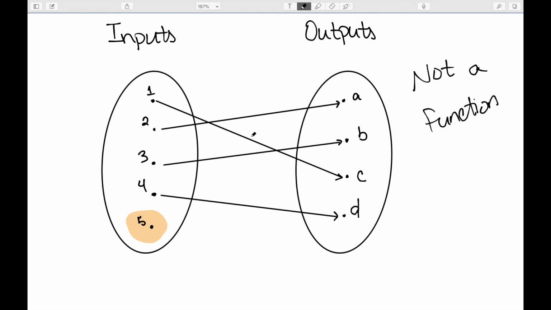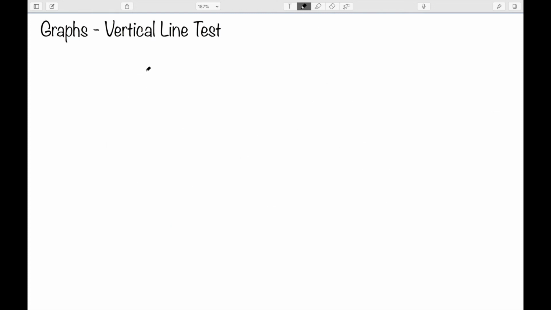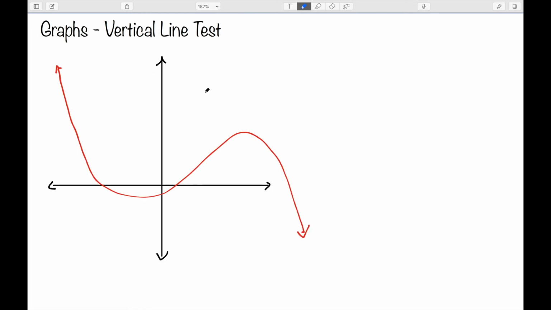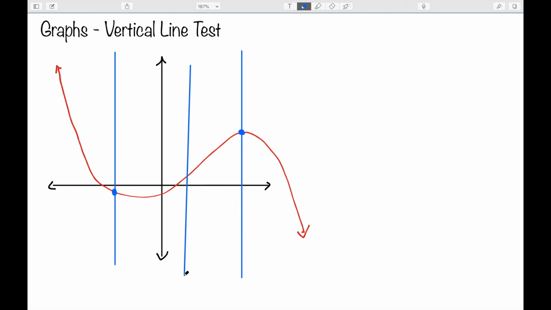Another way to represent functions is their graphs. And for the graphs, we use what's known as the vertical line test. Here I have a graph, and I want to know, is this a function? The idea of the vertical line test says if I draw a vertical line anywhere on this graph, it does not intersect it more than once. So here I can see this vertical line intersects once. This one also intersects once. If I draw a vertical line here, it'll intersect the graph once. So this would be an example of something that is a function.